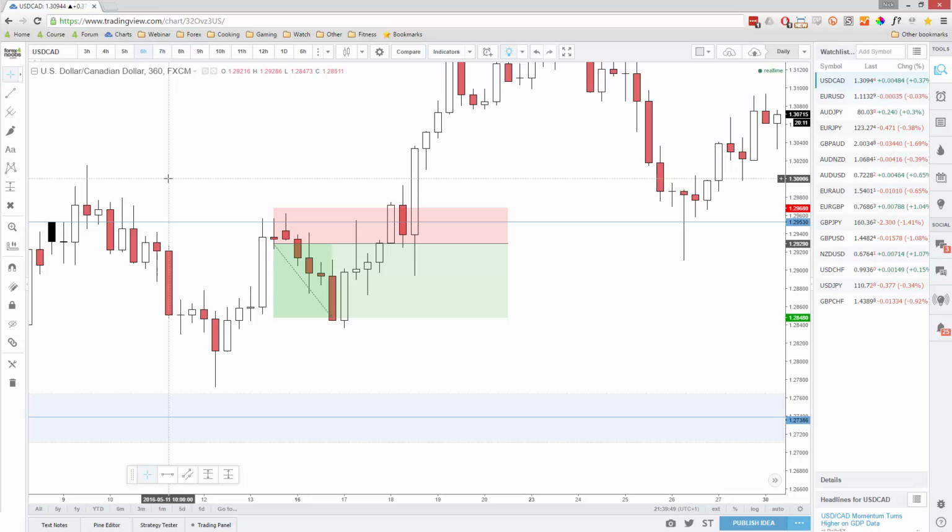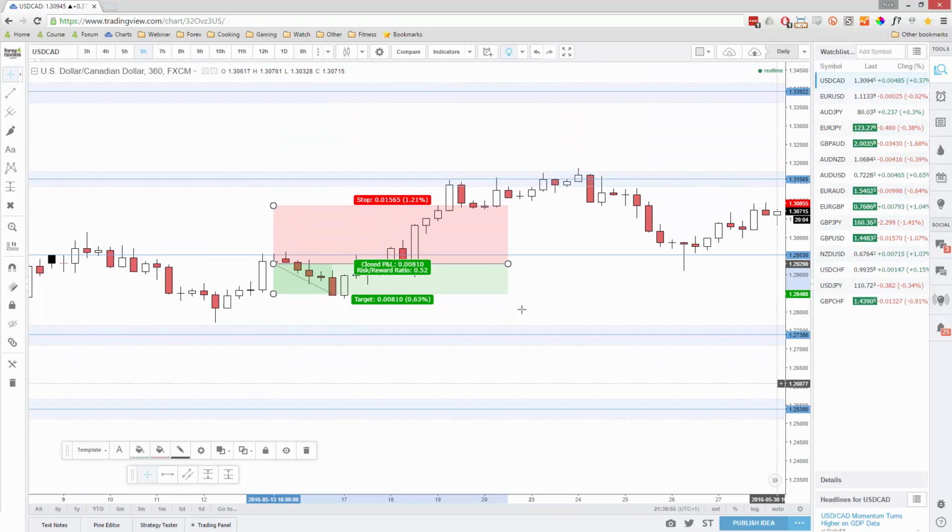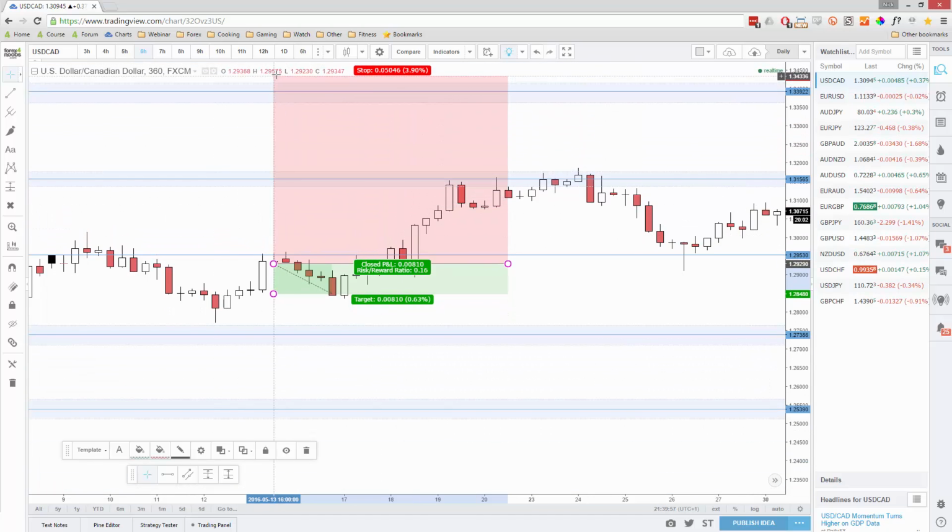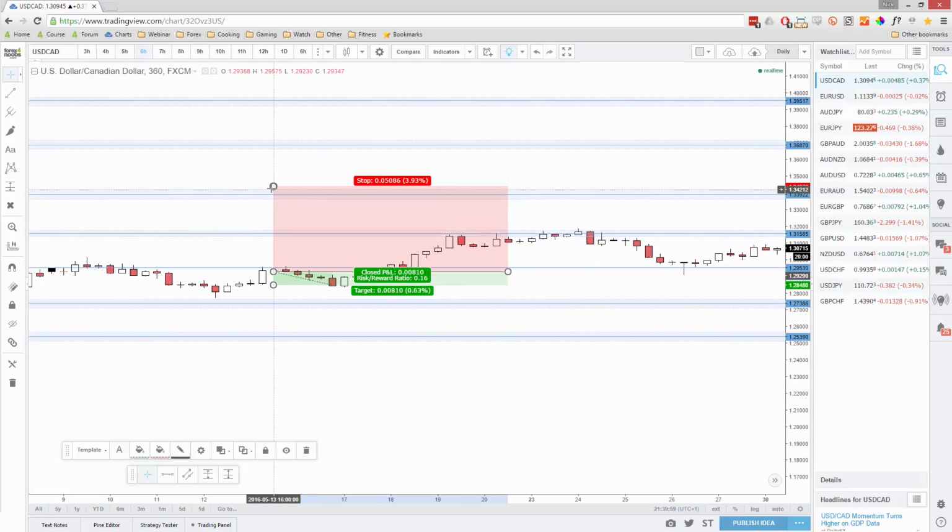One thing to keep in mind is the further away your stop loss, the better. If my stop loss was all the way up there, it might take 6 months for price to hit it. That's not very good though, because depending on your account size, you might get a margin call.